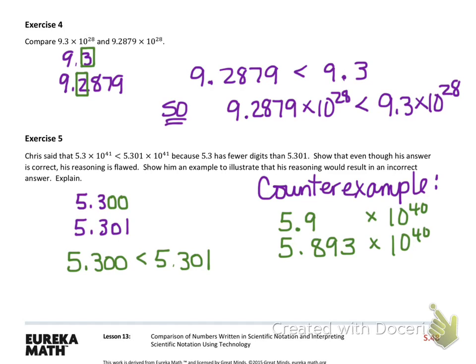5.9 times 10 to the 40th and 5.893 times 10 to the 40th. 5.893 has more digits, but it's a smaller number. So if I look at this, I realize 5.893 is less than 5.9. But Chris's reasoning would have led him to say that it was bigger because it had more digits. Okay, so that's a counterexample in math. If I can show just one example where it doesn't work, then I've proven that that's flawed reasoning.